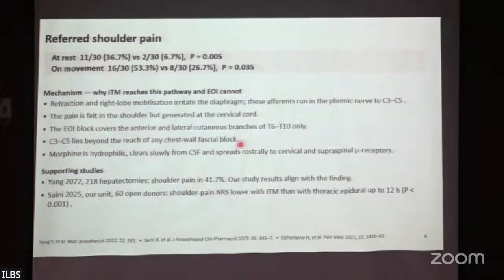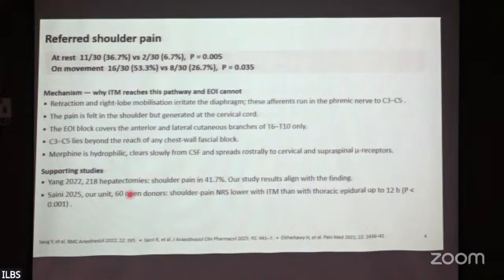The EOI block covers only the anterior and lateral cutaneous nerves of T6 to T10, and C3 to C5 lies well beyond the reach of any chest wall block. It is not only for EOI, but none of the chest wall blocks can reach the C3 to C5 dermatomes. Morphine is hydrophilic, slowly absorbed from the CSF, and spreads rostrally to the cervical and supraspinal mu receptors.